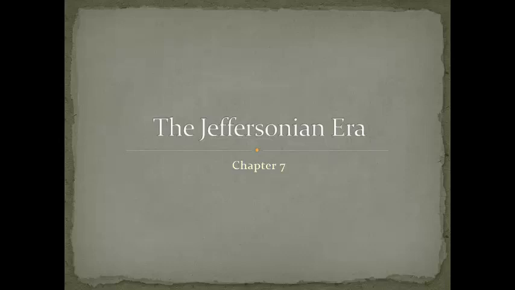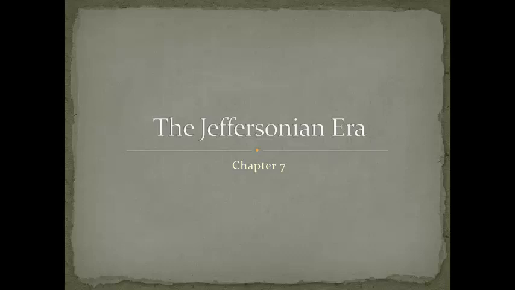All right, Chapter 7, the Jeffersonian Era. When we left off with Chapter 6, we said that the first 12 years of the new American government had been controlled by the Federalists, George Washington and John Adams. But in the election of 1800, we get a new American president in Thomas Jefferson. And he claims that this new era in American government will be a new revolution. In fact, he called it the Revolution of 1800.